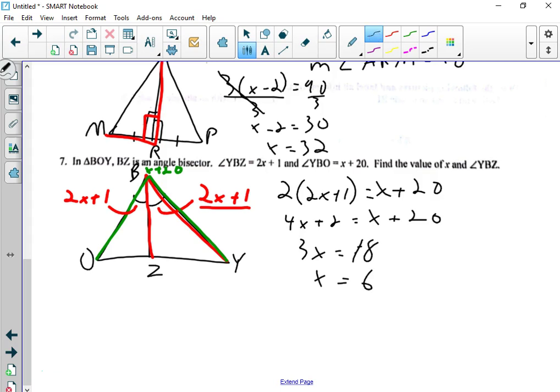I also need to find YBZ. That's the 2x plus 1. So 2 times 6 is 12, plus 1 is 13. So the measure of angle YBZ is 13 degrees.